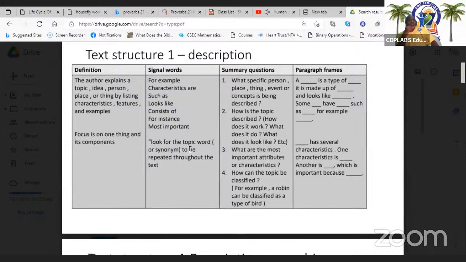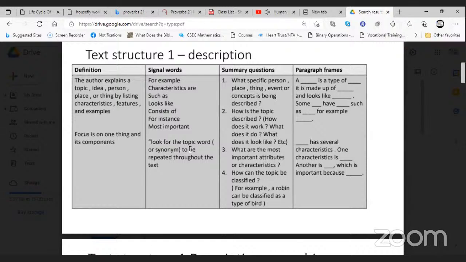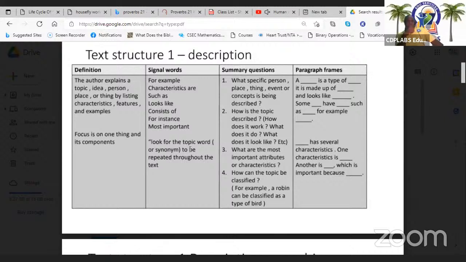All right. Now, signal words. What we mean by signal words is, anybody have a problem with me doing this with you? You might be wondering why we're doing this. Anybody have a problem with me doing this? No, sir. All right, good.